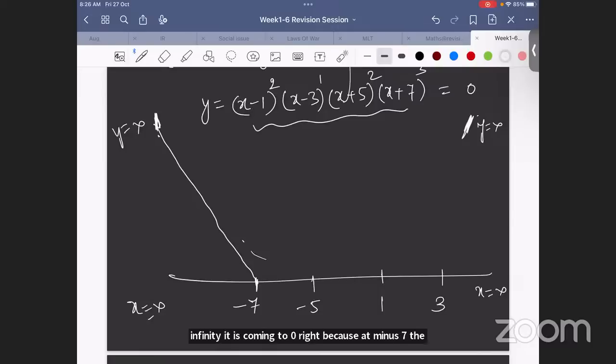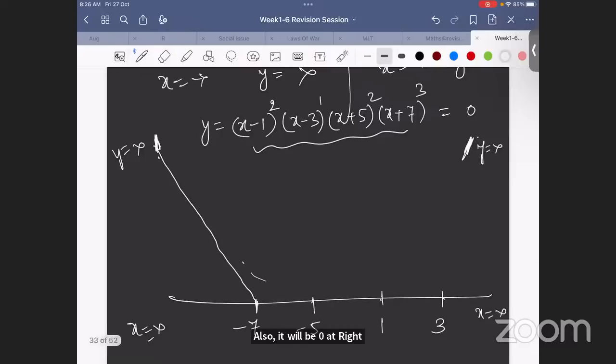Yes, sir. So again at minus 5 also it will be 0. At 1 also it will be 0. At 3 also it will be 0, right? Now the multiplicity will help you to go, because I have to go from minus 7 to minus 5. So how will I go? Whether I'll go like this, or I'll go like this, it will behave according to the multiplicity.